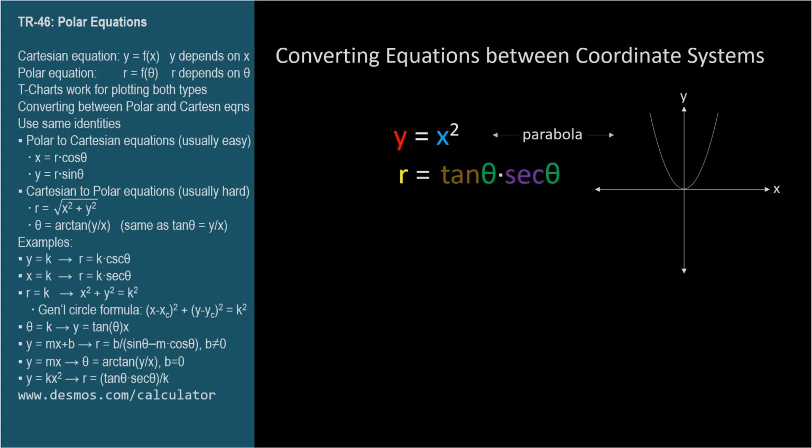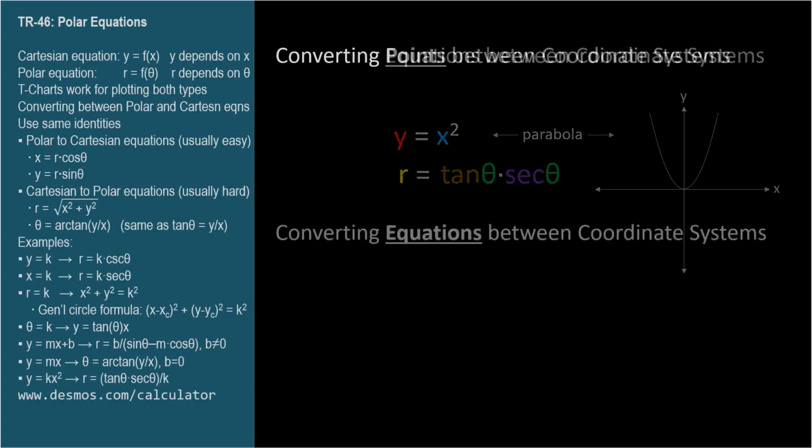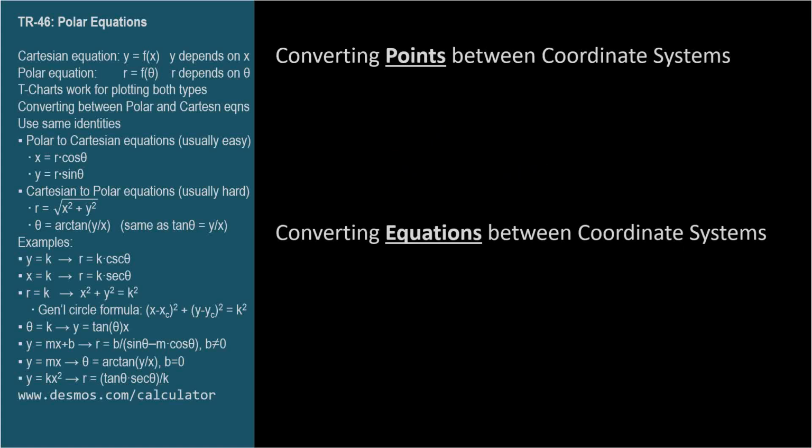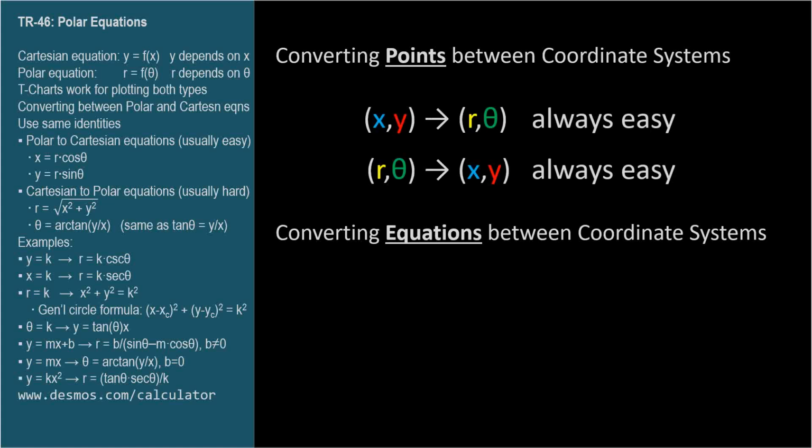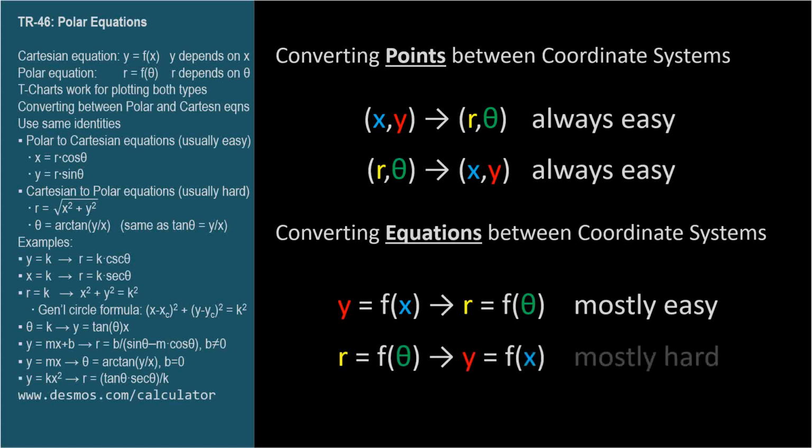So we've converted points and equations back and forth between coordinate systems. You'll find that converting coordinates is always easy, Cartesian to polar or polar to Cartesian. Very easy to convert points. For converting equations, you'll find that Cartesian to polar is easy. Plug in x and y and then simplify. But converting polar to Cartesian equations is not always easy.